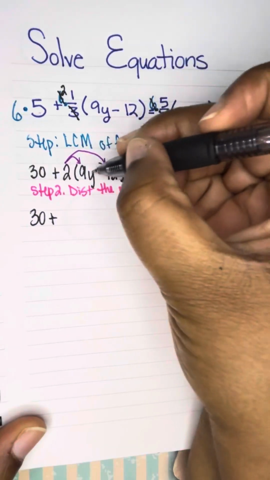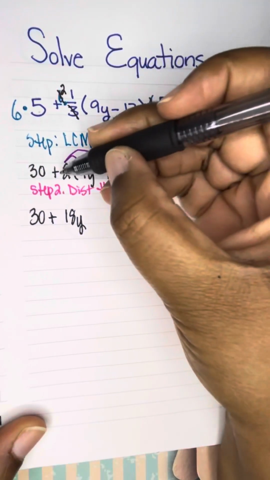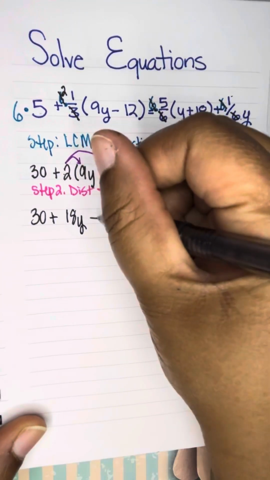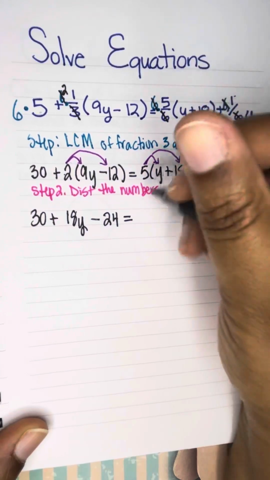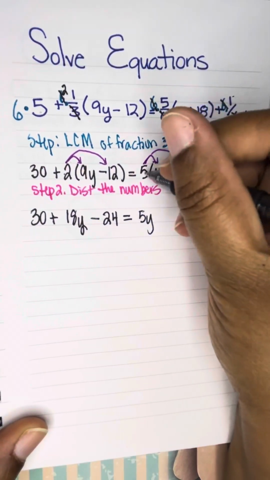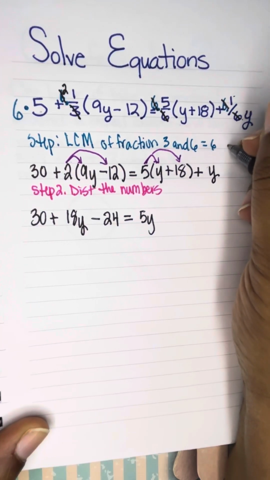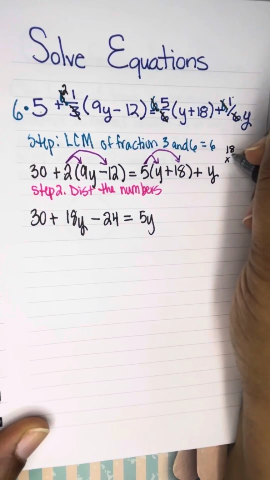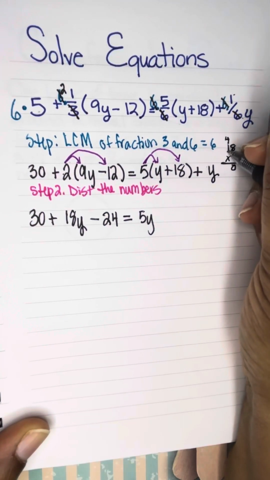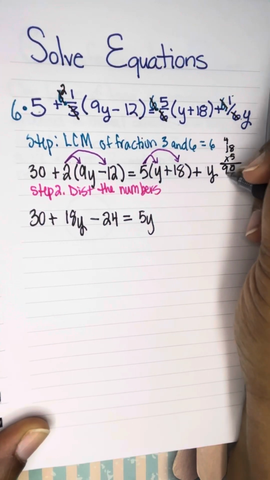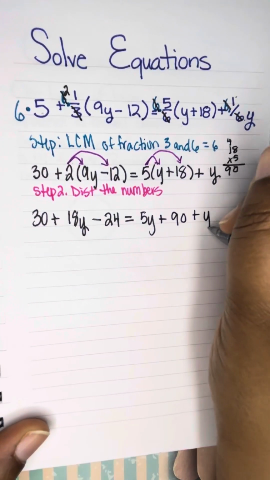Plus 2 times 9 gets me 18y. 2 times a negative 12 gets me a negative 24, equals 5 times y is 5y, and 5 times 18. Ooh, let's go over here and do it real quick. 18 times 5. Well, that's going to be 40. Carry the 4. 5 times 1 is 5 plus 4 is 9, so 90. So we get plus 90 plus y.